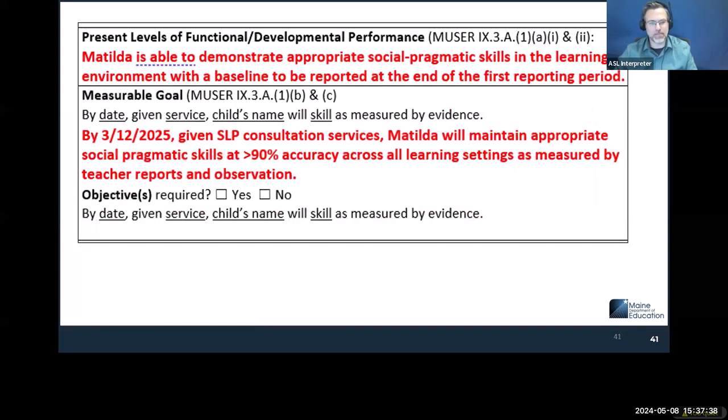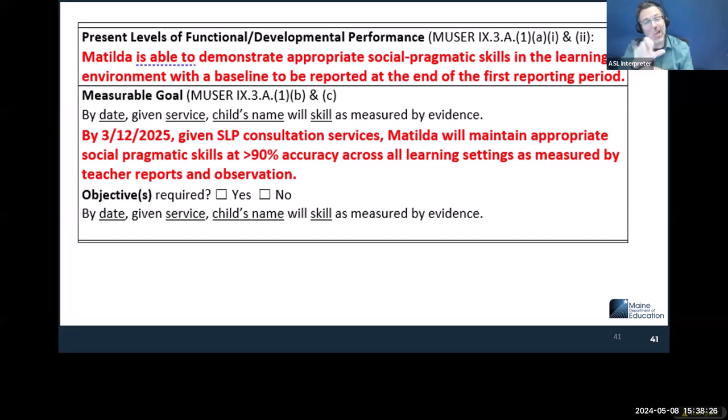All right, how about this one? Yep, need present level. Need your baseline data. Greater than is a no-no. Yes, Holly, there doesn't appear to be a skill here.